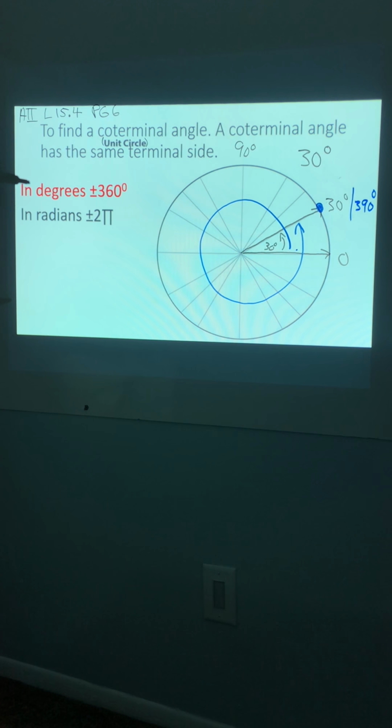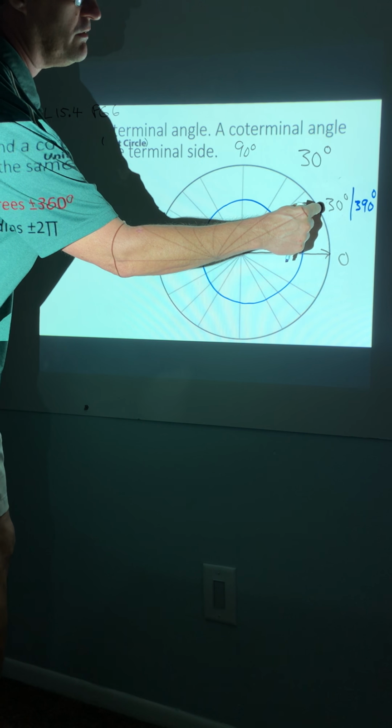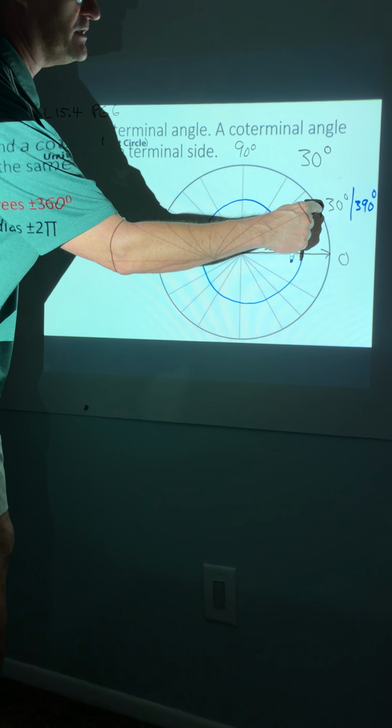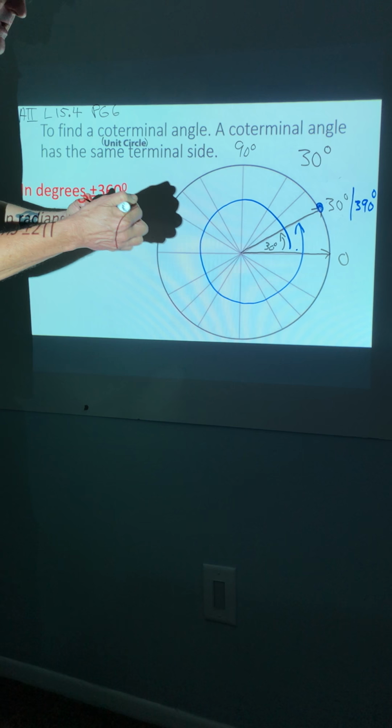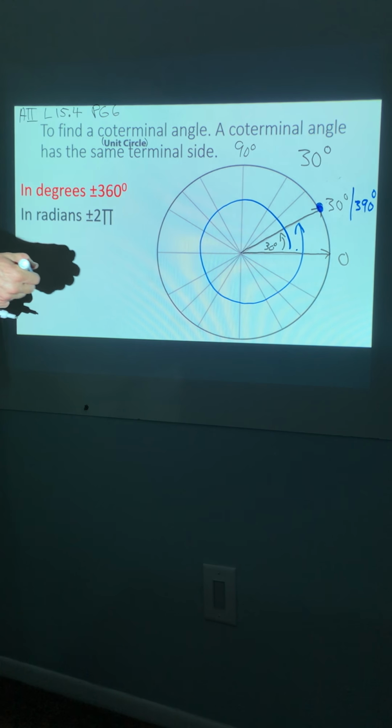Okay, let's just put this in English. If I give you any angle, you can add 360, you can subtract 360, and you'll end up where you started. Even if you subtract 360. Because if you start from here and now I go minus 360, now I'm going clockwise, but I end up back at that blue point. So it is that simple. All you're going to do is add or subtract 360.